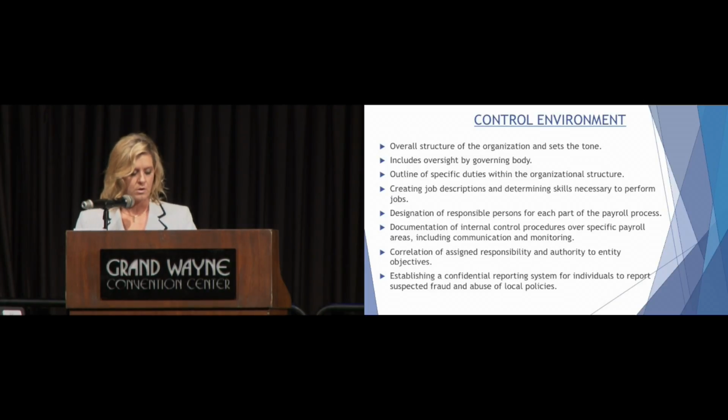The following things should be considered when dealing with the control environment: oversight by the governing body, outline of specific duties within the organizational structure, creating job descriptions and determining skills necessary to perform jobs, designation of responsible persons for each part of the payroll process, documentation of internal control procedures over specific payroll areas, including communication and monitoring, correlation of assigned responsibilities and authorities to entity objectives, establishing a confidential reporting system for individuals to report suspected fraud and abuse of local policies.